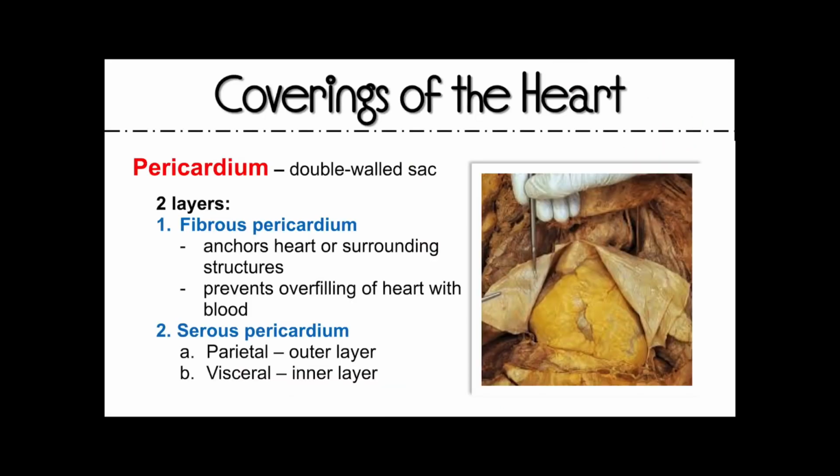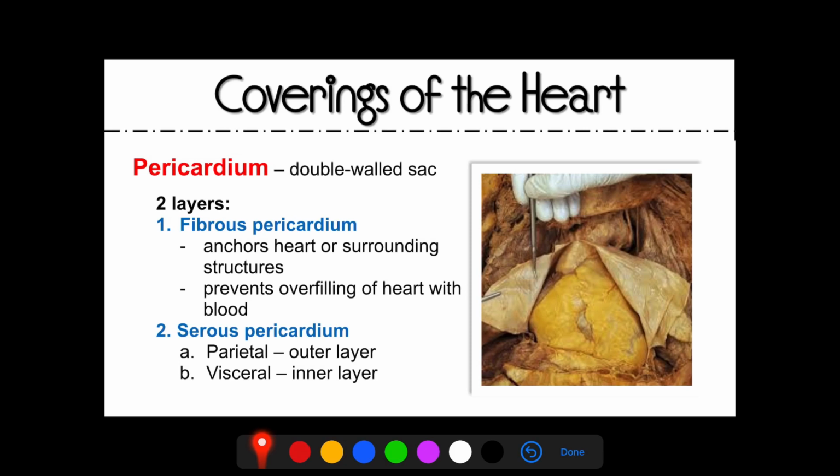For the coverings of the heart, we have this double-layered fibrous membrane we call again the pericardium, which is a double-walled sac. So for the two layers, we have the fibrous pericardium and the serous pericardium. For the fibrous pericardium, it anchors the heart or the surrounding structures of the heart, and it prevents overfilling of the heart with blood. So this is the superficial layer of the heart, which protects the heart from overstretching because it contains tough and elastic sac of fibrous connective tissues.